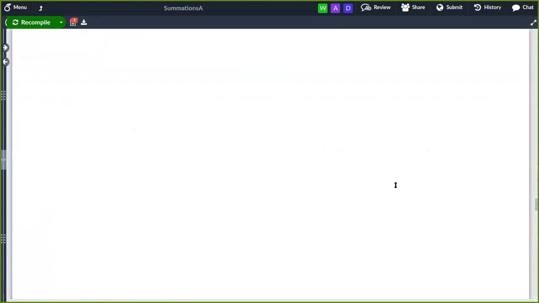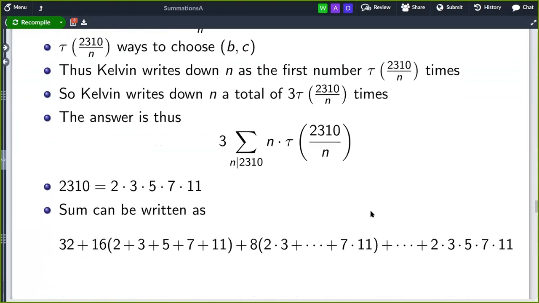It's a little bit of a leap, but I'll explain it. So we just need to consider the number of divisors of 2,310 over n. If n is equal to 1, then tau of 2,310 over n is 32. That's the first term in our sum. If n is a prime, then tau of 2,310 over n is equal to 16. That's the second term in our sum: 16 times 2 plus 3 plus 5 plus 7 plus 11. This sum actually equals that after we factor it. We're just writing it out right now.